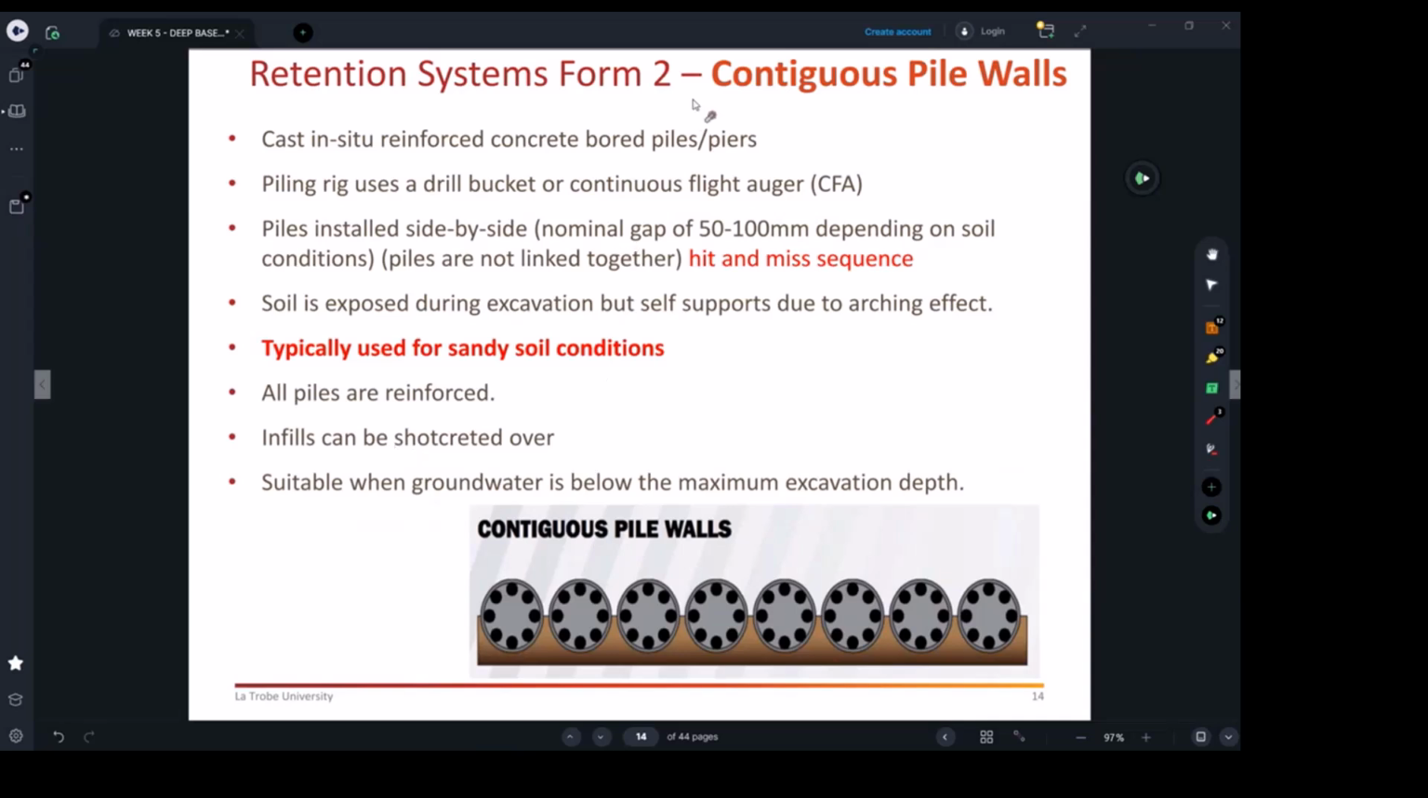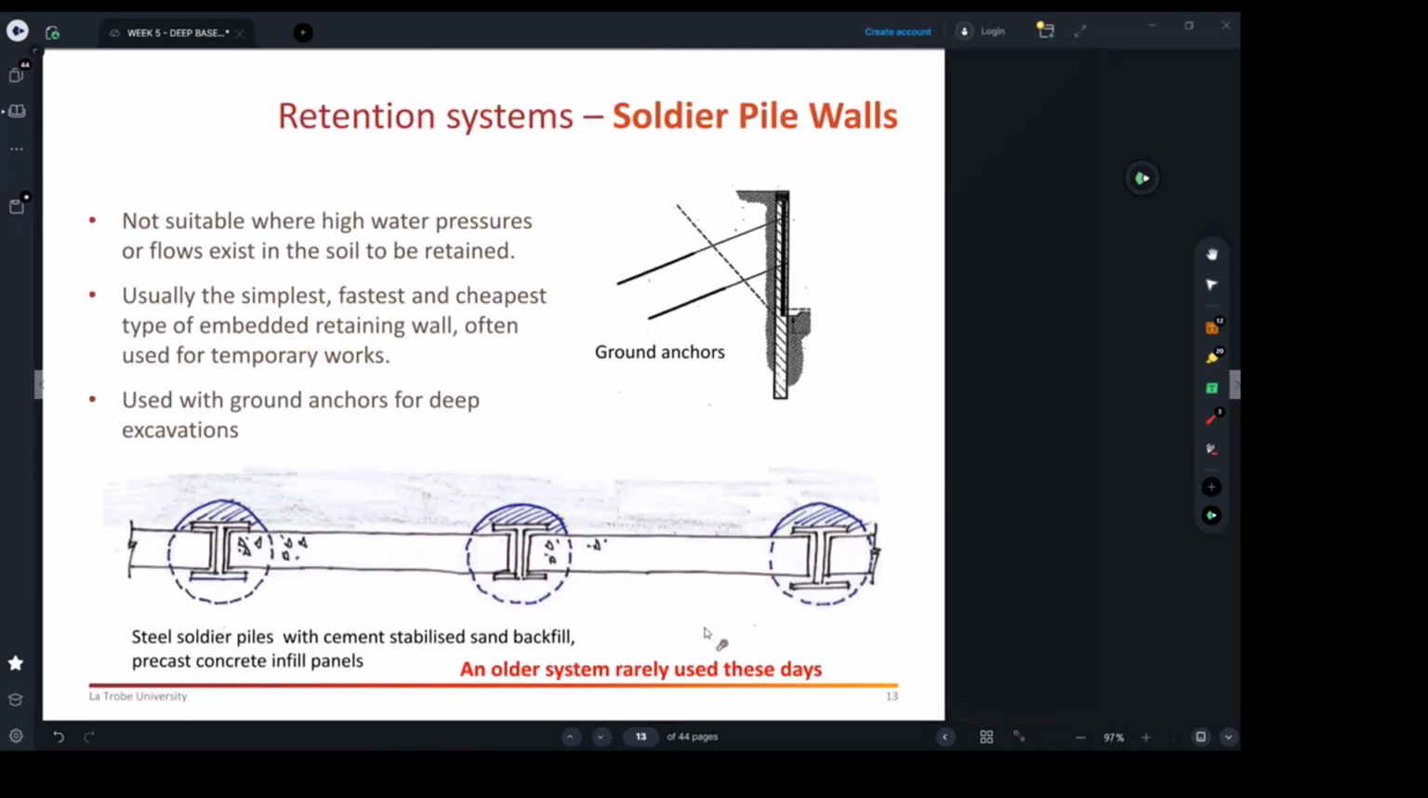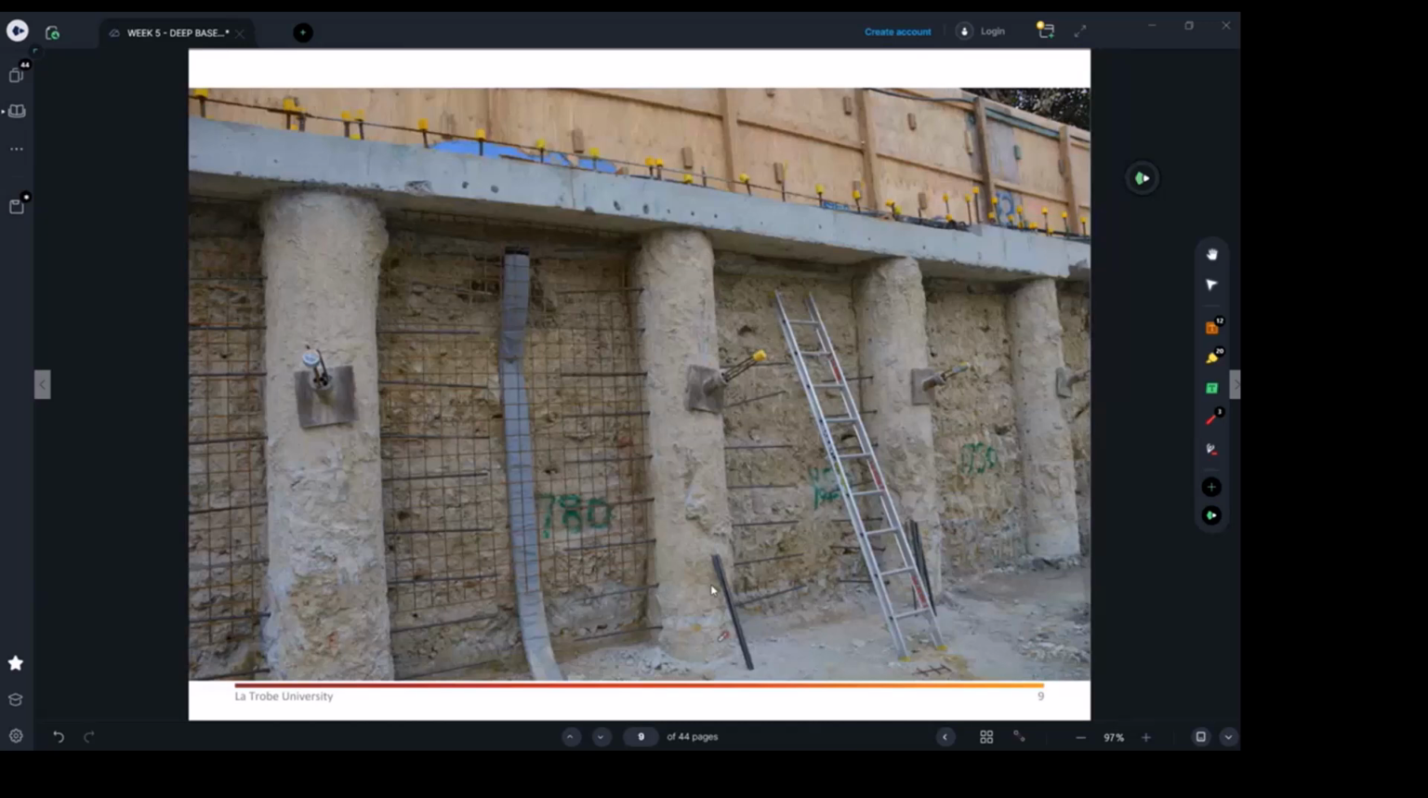Now, the contiguous pile system. It is the same thing. You've got piles and a little bit of concrete between. But the only main difference between this one and the soldier pile system is the spacing between the piles. The nominal gap is 50 to 100 millimeters. And you will definitely need to use this if the soil is very loose and the soil engineer said you can't have such spacing. It will not work. Things will collapse on you.